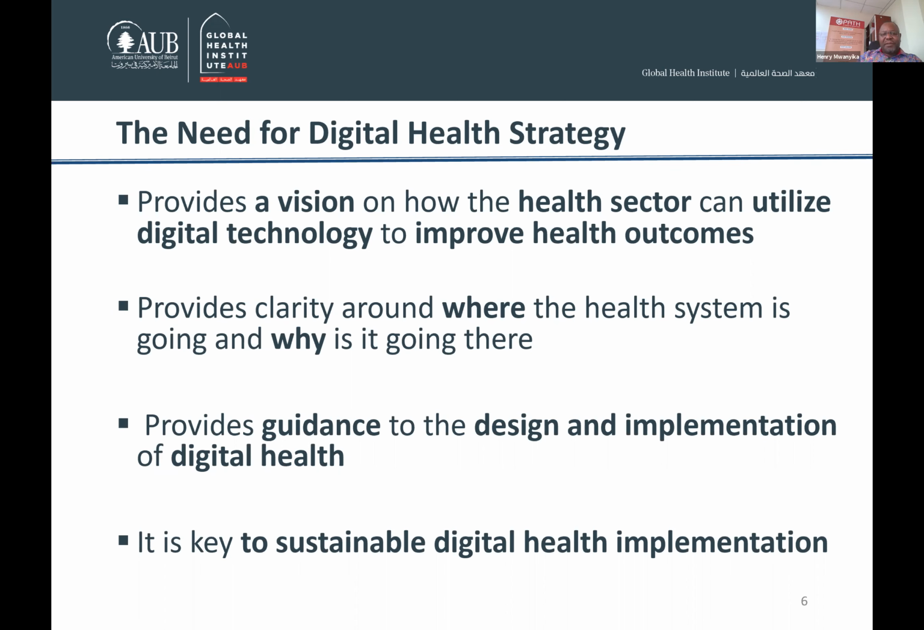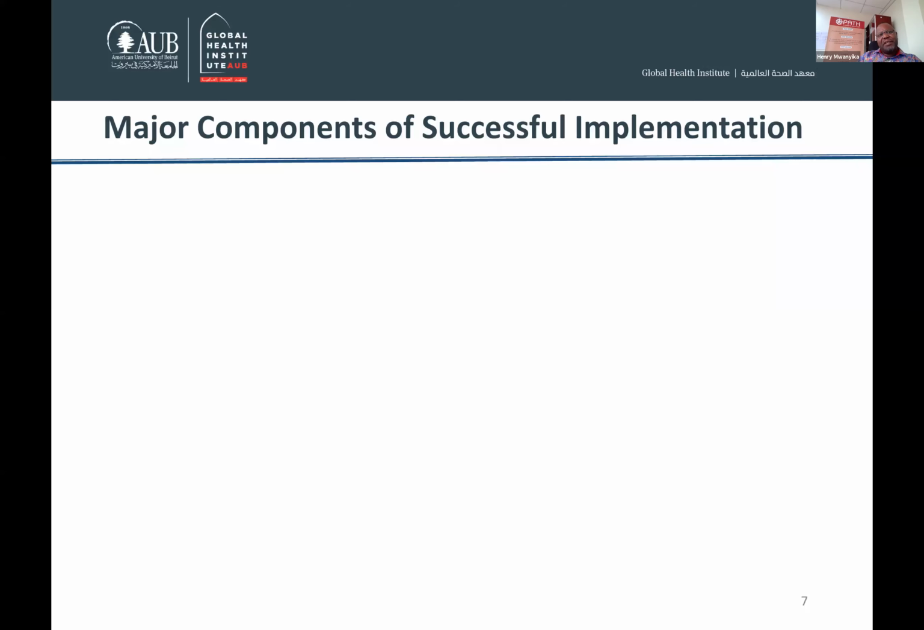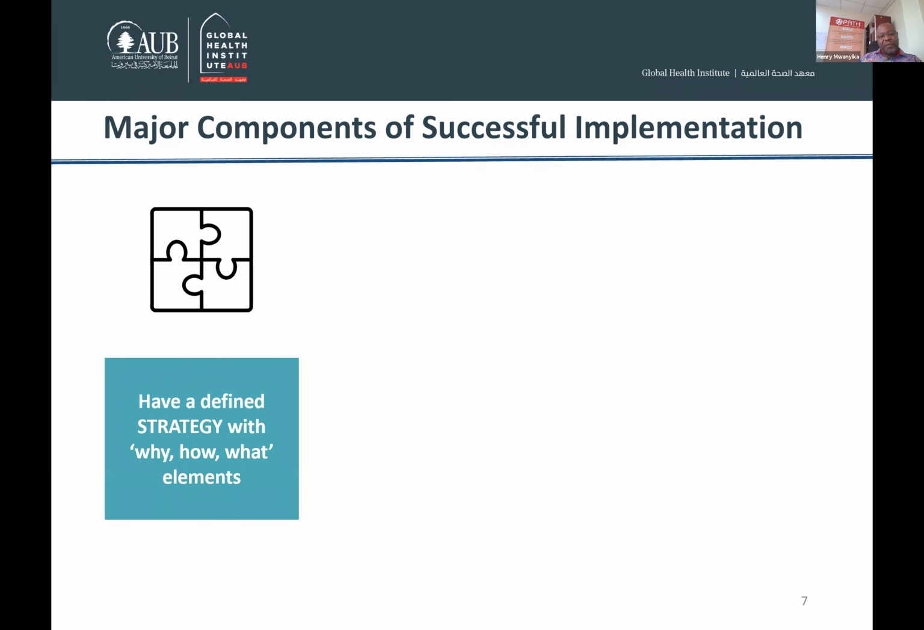But digital health by itself as a strategy cannot be successful as a document. So there are some major components that are critical for the successful implementation of our digital health strategy. First of all, we need to have a strategy. Our strategy will define why, how we are going to do it, and what some of the elements are. This is the document that we are going to go through, and I'll provide more information on the steps that we need to follow at a later stage.